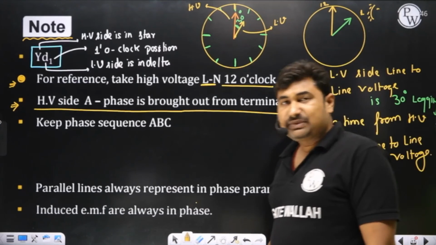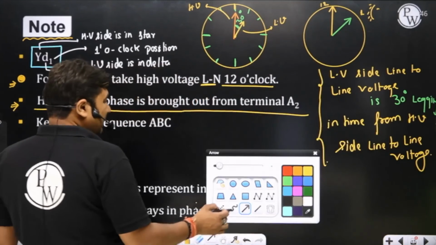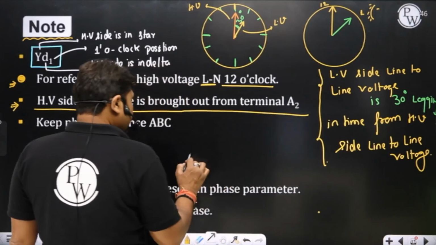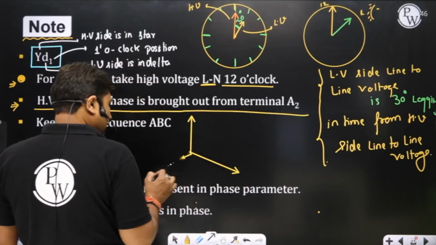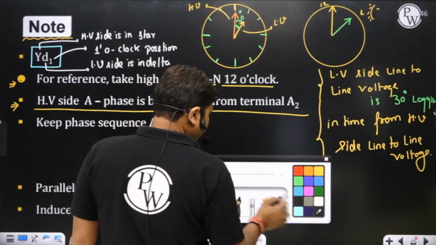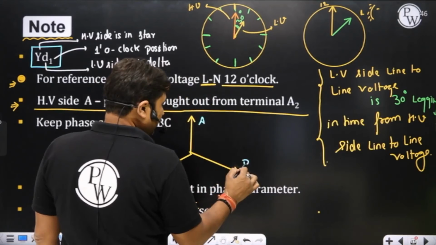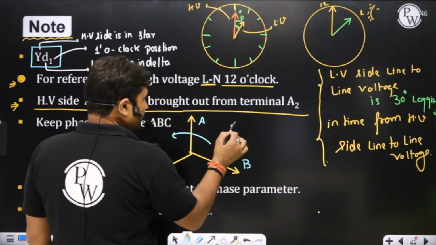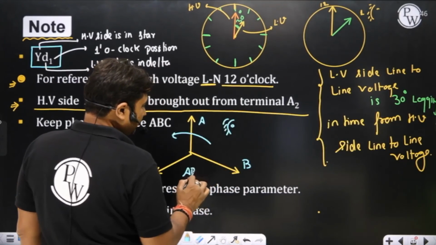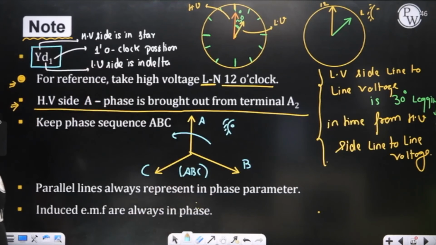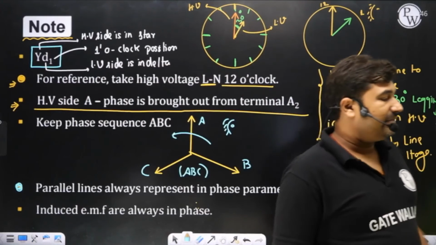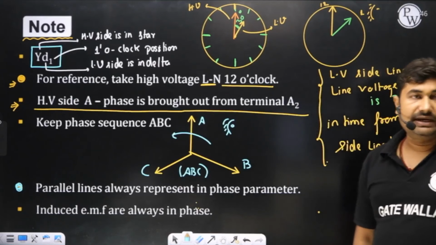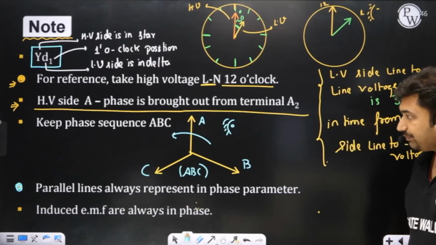Third, keep the phase sequence ABC. Either you can take ABC or ACB, but I am suggesting we always keep the phase sequence ABC. Is it okay? Now, a very important point: parallel lines always represent in-phase parameters.